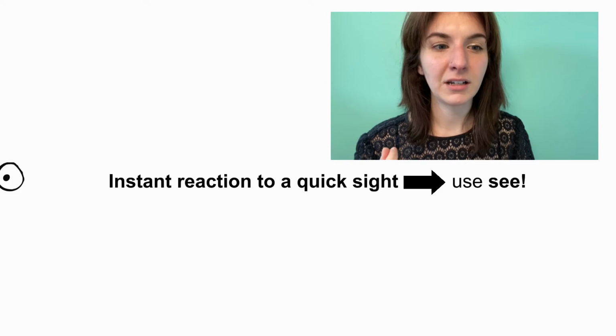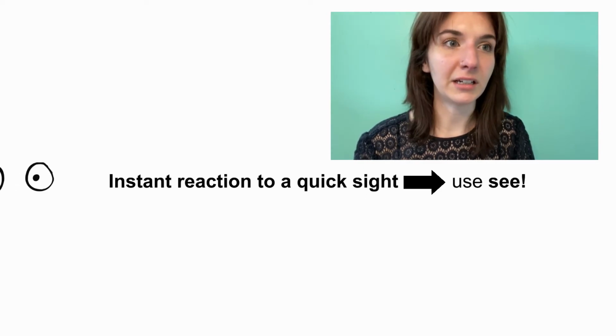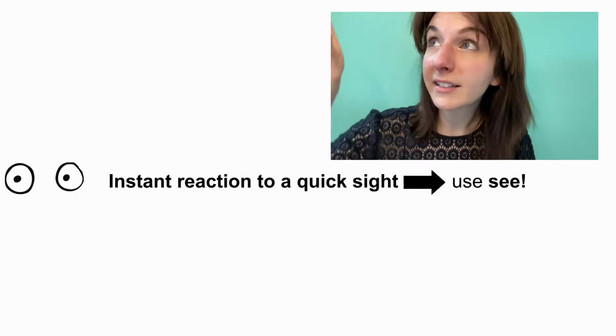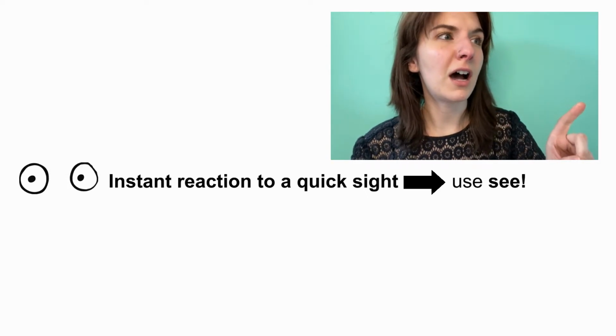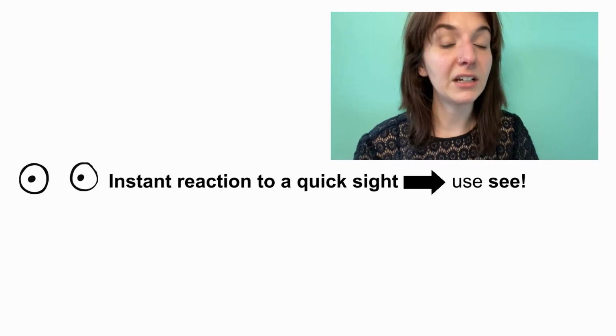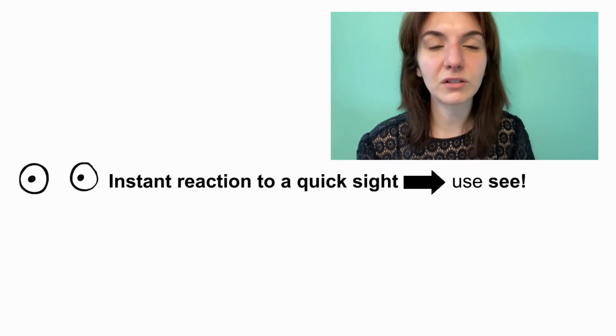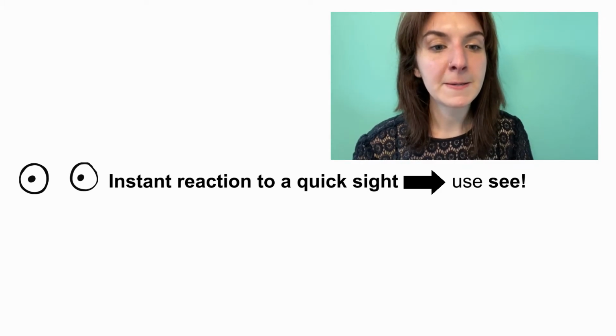Okay, so I made this little cheat sheet here to help you when deciding between see, watch, or look at. If something is an instant reaction to a quick sight, you're usually going to use see. So, "Ooh, I see a bird," or "Ooh, I saw my friend crossing the street." I didn't choose to do it, but it's just a physical reaction that happened to me.